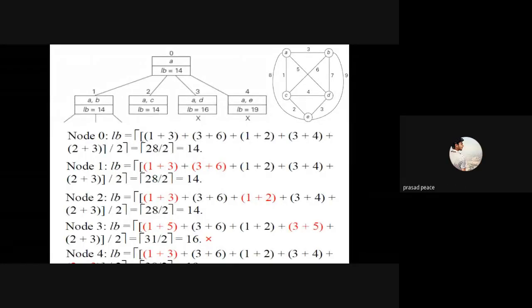38 divided by 2 is 19. Correct. So now the lower bound value of node 4 is 19. Thank you, Anusha and Rudra Prasad. Okay, 19 is the lower bound value of node 4. Is it clear?